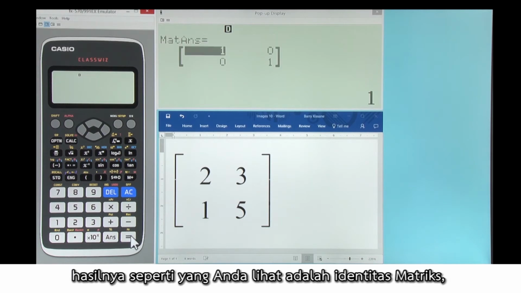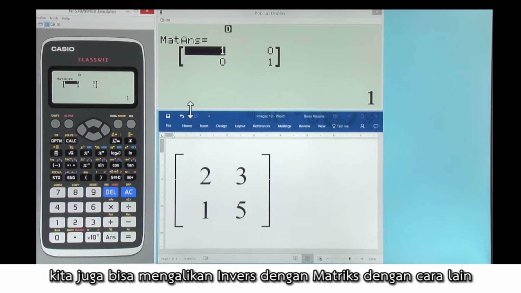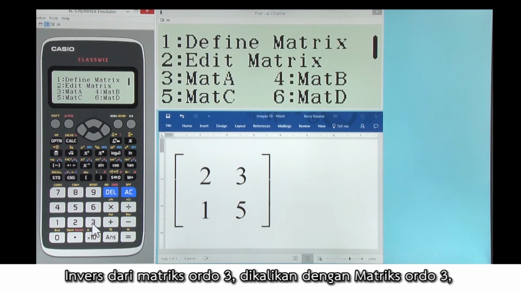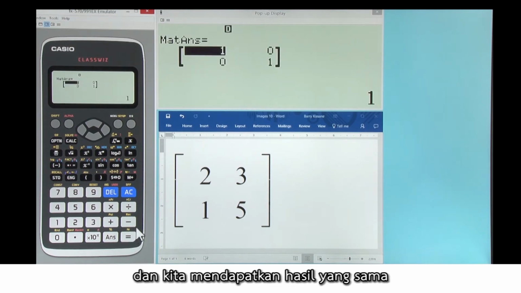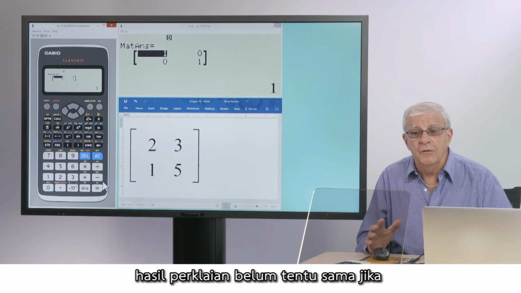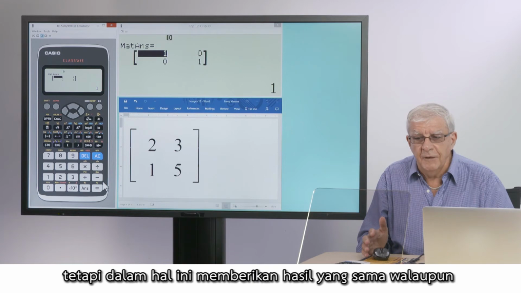The result, as you can see, is the identity matrix, with 1s on the diagonal and 0s everywhere else. We could also multiply the inverse by the matrix the other way around: matrix 3 inverse multiplied by matrix 3, and we get the same result. In general, matrix multiplication is not commutative. That is, the result is not necessarily the same if you multiply in a different order. But in this case, the result is the same both ways.